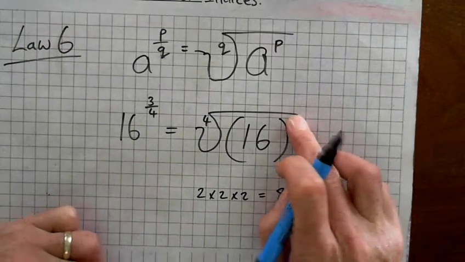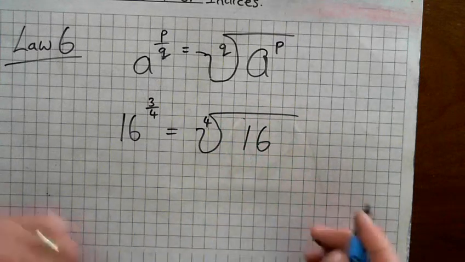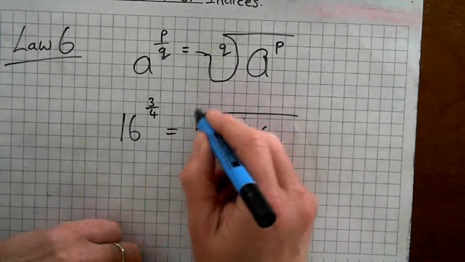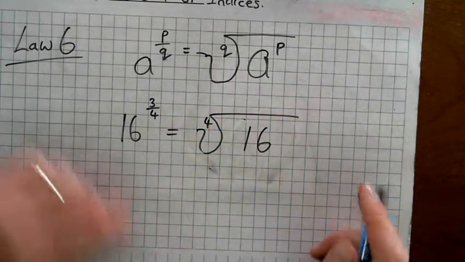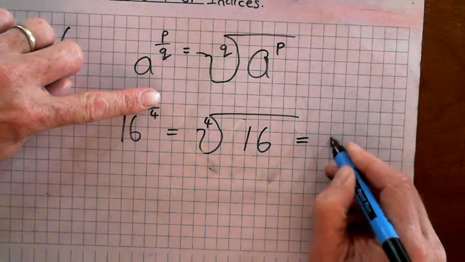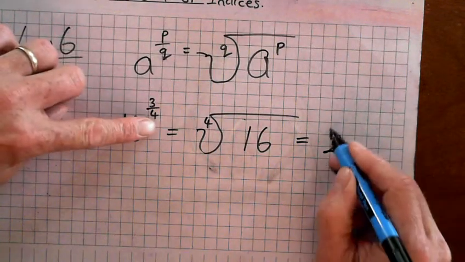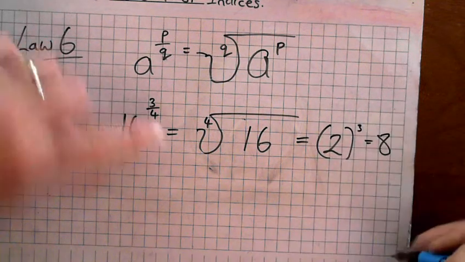So first of all, watch this. Best thing to do is, sorry, I wrote it the wrong way. Best thing to do is, first of all, get the fourth root. So think of it as a quarter. Get the fourth root of 16, which is equal to 2, and then to the power of 3. 2 to the power of 3 is 8. It's the best way.